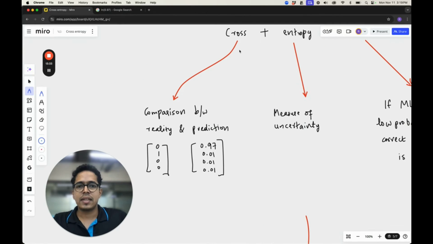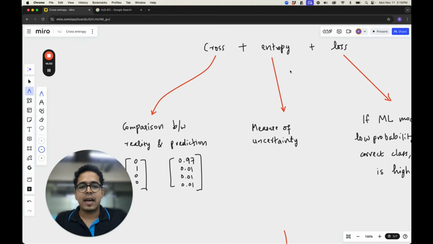Cross, for the reason that we are comparing the probability distribution corresponding to reality and the probability distribution corresponding to the predictions. The probability distribution corresponding to reality is 0, 1, 0, 0, because in reality there is only one animal. We are saying that it's a cat. So it's 0, 1, 0, 0. But in prediction, it looks something like this. And we are comparing between these two.